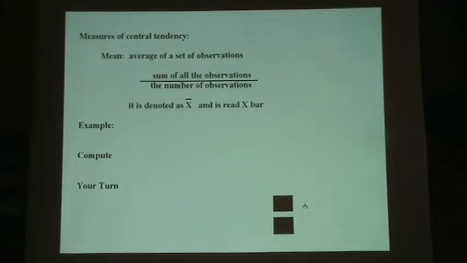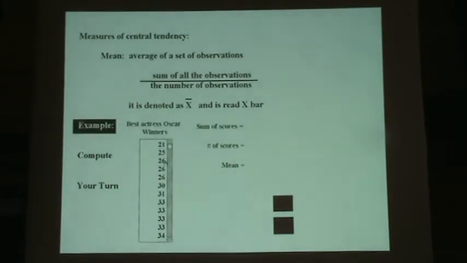The first measure of central tendency, which I'm sure you're familiar with, is called the mean, or the average of a set of observations. To compute the mean, we sum all of the observations, we add up all the observations, and we divide by the number of observations. So the mean, in its computation, includes every piece of data in the data set. So let's look at an example.